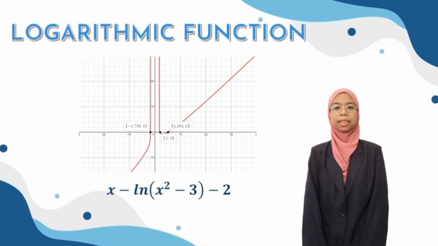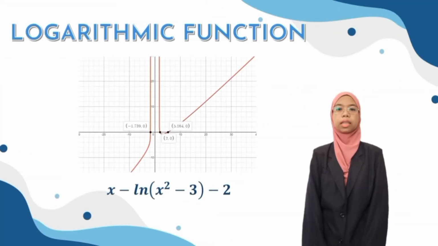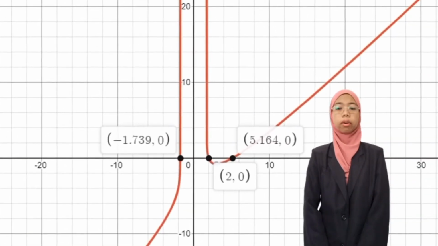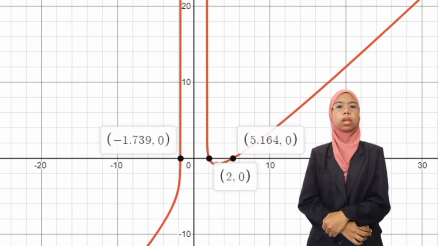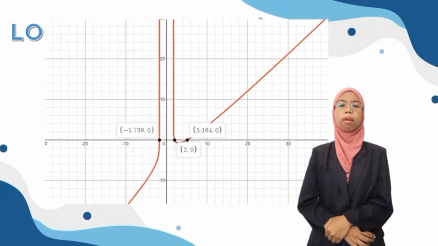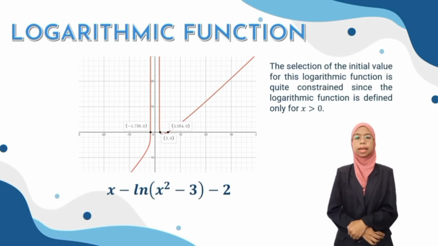The logarithmic function is also one of the functions used in this study. Based on the figure, the function has 3 exact roots that intersect on the x-axis. However, the selection of the initial value for this logarithmic function is quite constrained since the logarithmic function is defined only for x greater than 0.